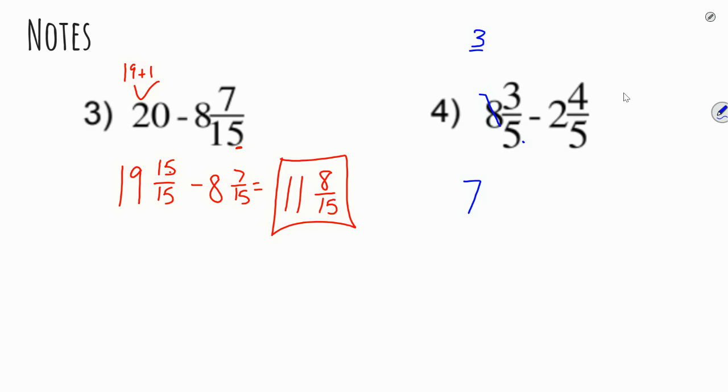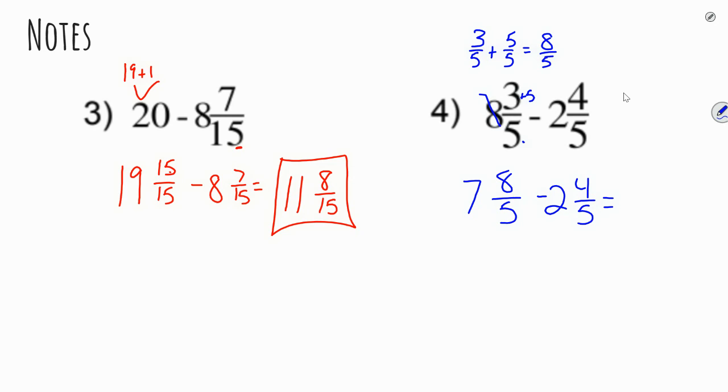It's kind of like having 3/5 plus 5/5. Well, that's going to be my 8/5. So I know I'm adding a 5 here. Okay, and then I'm going to subtract my 2 and 4/5 from that. So now we can continue with our work.